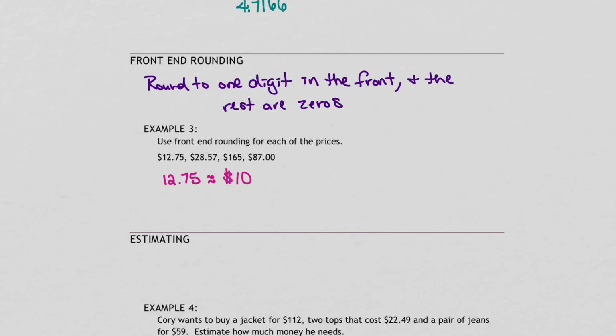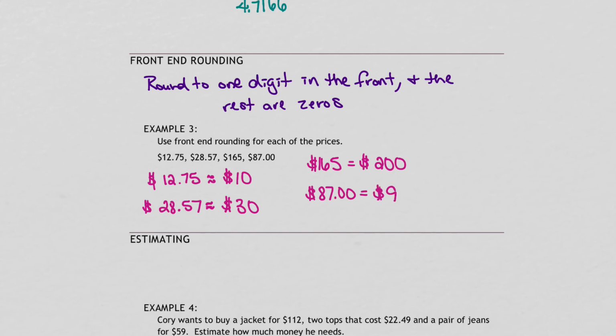So $28.57, the 8 rounds up the 2, so that would round to $30. $165, the 1 would round up to a 2 because of the 6 being 5 or greater. So that would round to $200. And $87, the 8 would round up to 9 because of the 7. So that would be $90.